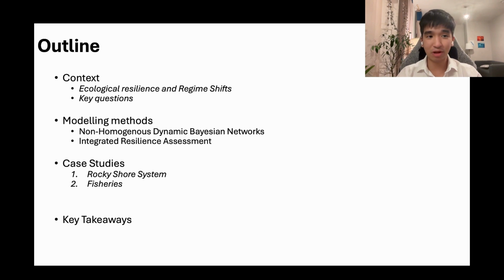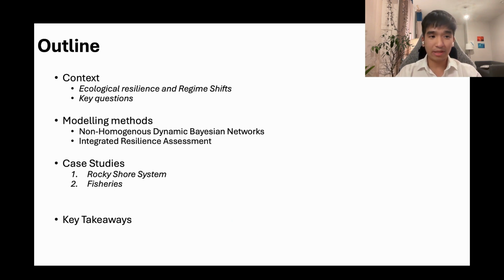I'm going to start off with some context. So, I'll talk about the theory behind ecological resilience and regime shifts, and then we'll talk about the key questions that surround the study of this topic. And then I'll be talking about the modeling methods that I'll be using to study this topic, and that is non-homogenous dynamic Bayesian networks, and also the integrated resilience assessment package.